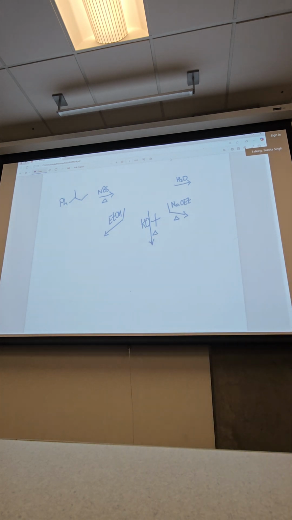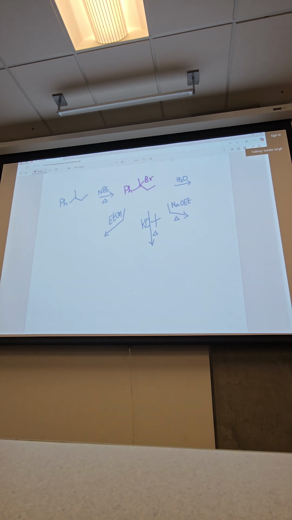1, 2, 3. 1 bromo, 2 phenol, 1 methyl propane. How about 2 bromo, 2 phenyl butane? Longest continuous chain of carbons. We all agree? Okay.